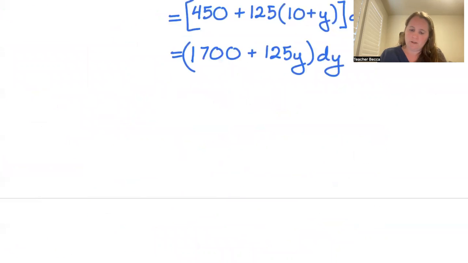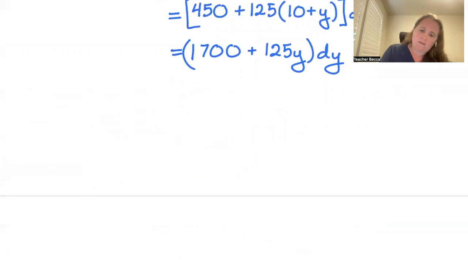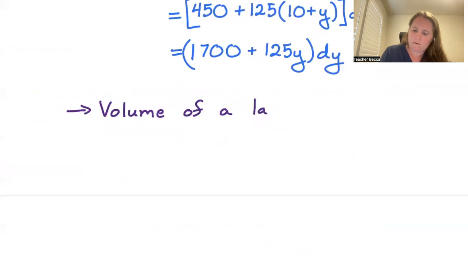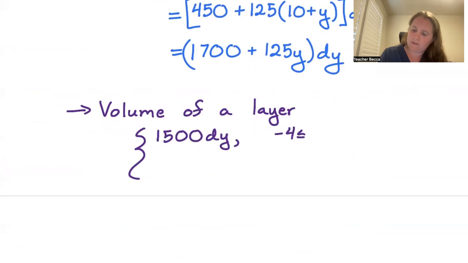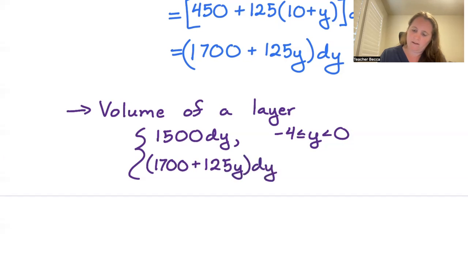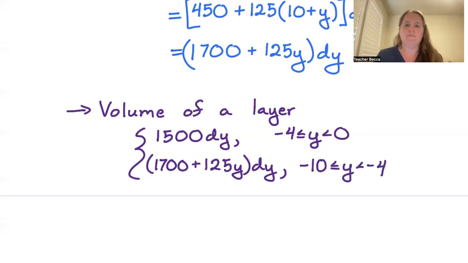So here we have our two pieces for volume. So our volume of a layer is, we had 1,500 times dy for -4 less than or equal to y less than 0. And we had 1,700 plus 125y times dy for -10 less than or equal to y less than -4.